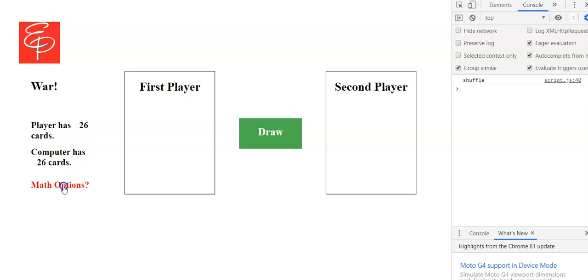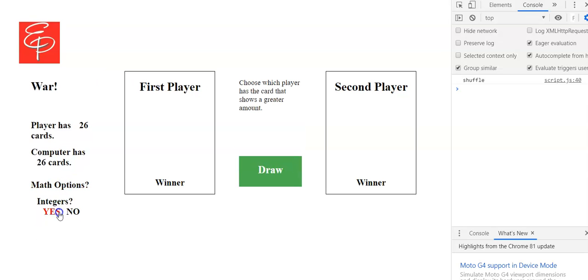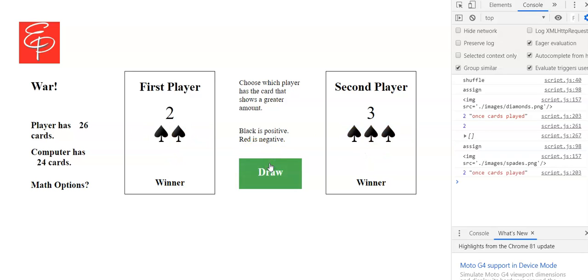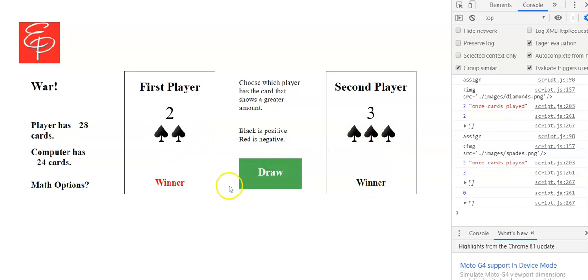Okay, we're going to finish our compare options with integers, which means we're going to use negative numbers. So all we need to do is find the red cards and make them negative if they've chosen yes for integers. Okay, and I've already added the code on here, so this should work. A negative, they're both negative, so -6 is the greater number, and the player gets 2 cards. Draw again. 3 is greater.